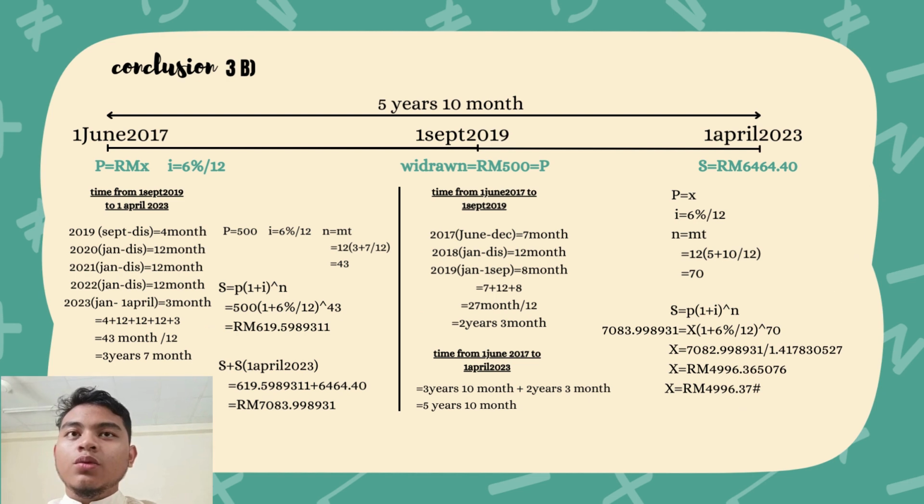Okay, after that we need to find the time from 1 June 2017 to 1 April 2023. So we get that the time period is 5 years and 10 months. Using the same formula, P is equal to X, i equals 6% over 12, and n equals 12 times 5 plus 10 over 12, which gives 70. So using the same formula, S equals P(1 plus i) to the power of n, we get that X is equal to RM 4,996.37.